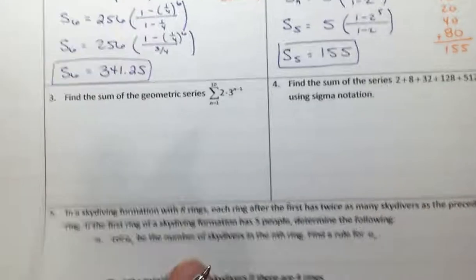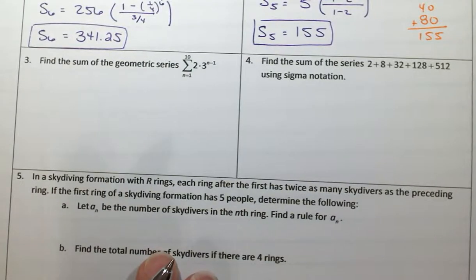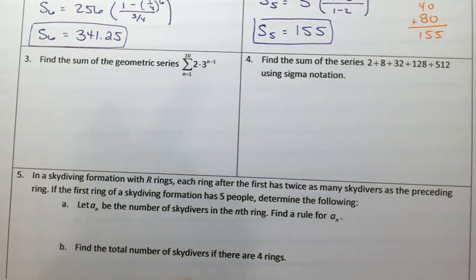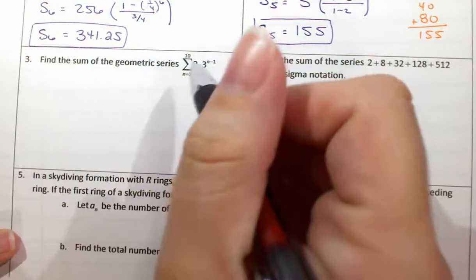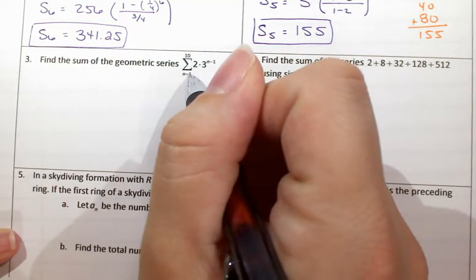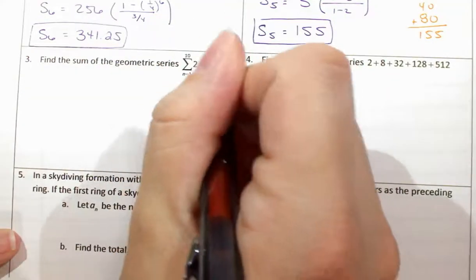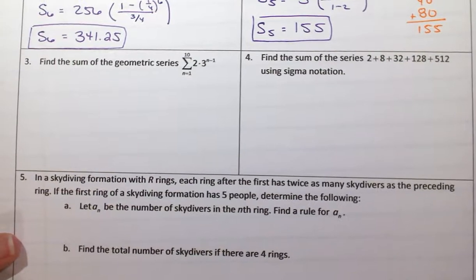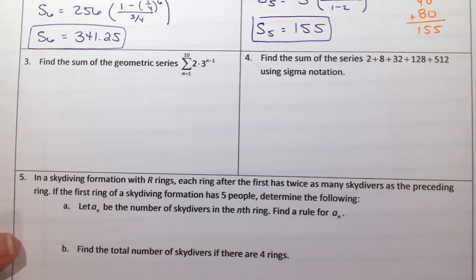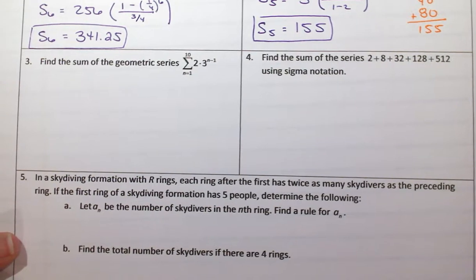All right, number 3. This time we're looking at a summation. So we did these back when we looked at arithmetic series. So we know that this says that we're adding the first 10 terms. So we're starting at term 1 and adding up to term 10. And this here is going to be how we find our term, 2 times 3 to the n minus 1. And notice it looks very much like our geometric sequence formula. It's because it is. It's how we're finding the terms.